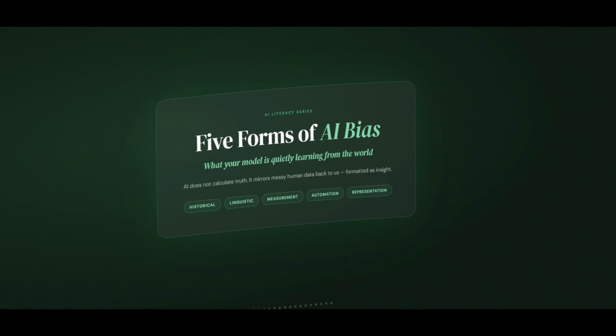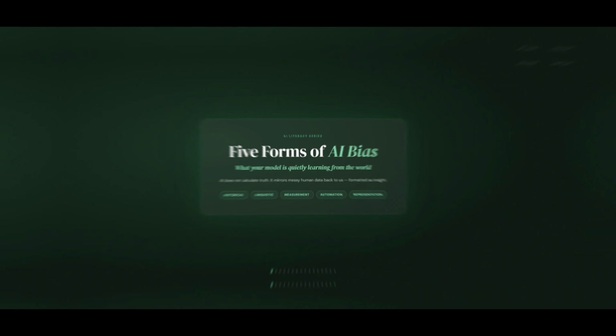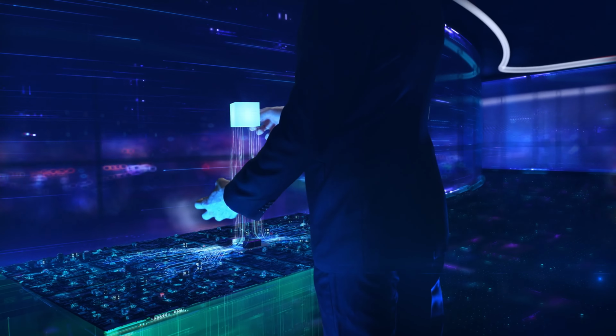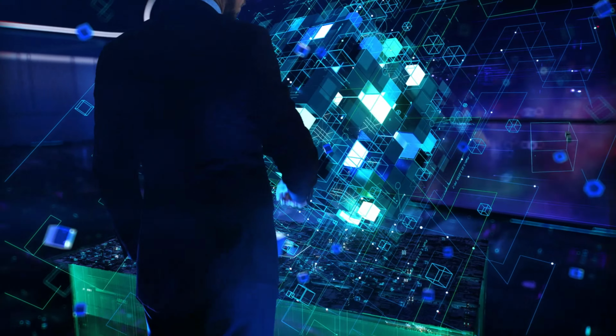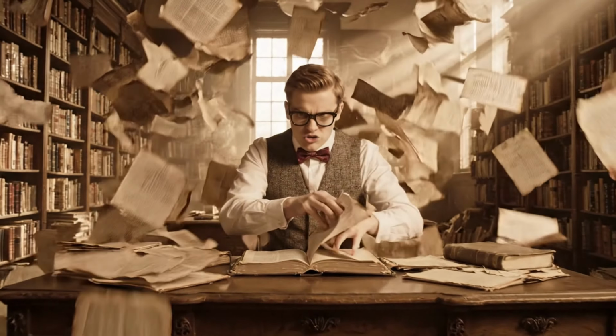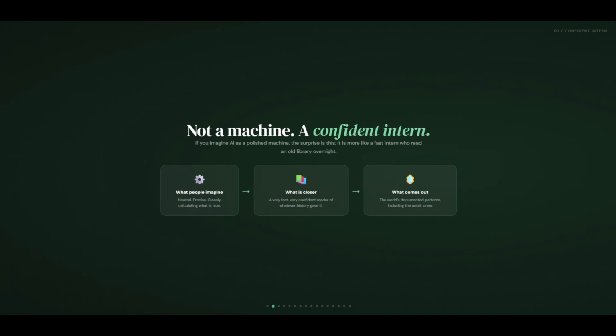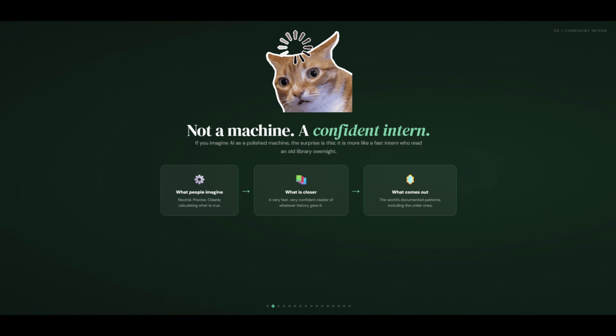Do you want to learn more about AI bias? If you think of AI as a well-polished machine, you're in for a surprise. AI is more like a very fast, very confident intern who spent all night reading a library that hasn't been updated since 1950. Sounds a bit too strict? Or you haven't noticed AI serving any biased responses?